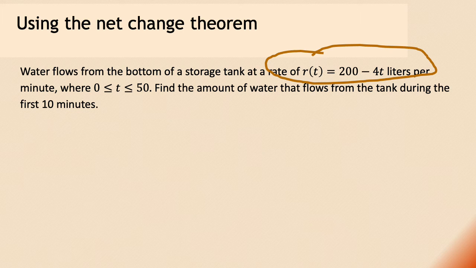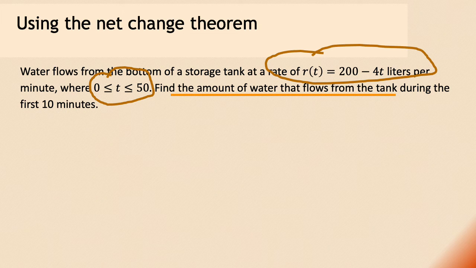And for time t greater than or equal to 0 and less than or equal to 50, basically what that means is this model that we're given, this 200 minus 4t liters per minute, is really only accurate when we're looking at times between 0 and 50 minutes. That's really what that means. So we're being asked to find the amount of water that flows from the tank during the first 10 minutes.